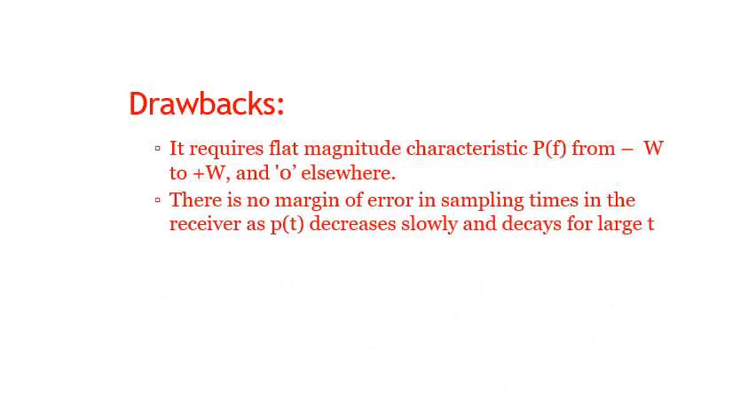So the drawbacks are that this kind of filter requires a flat magnitude characteristic P(f) from -W to W and 0 elsewhere. And there is no margin of error in sampling time in the receiver, as p(t) decreases slowly and decays for a large time.